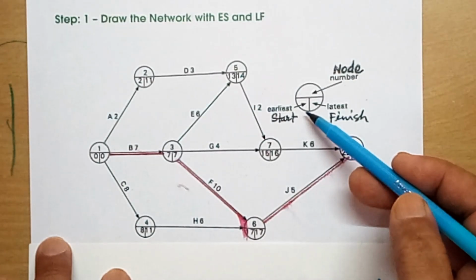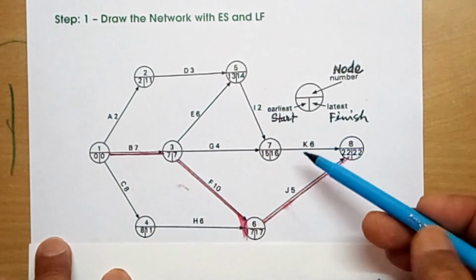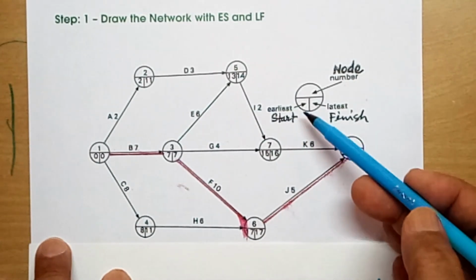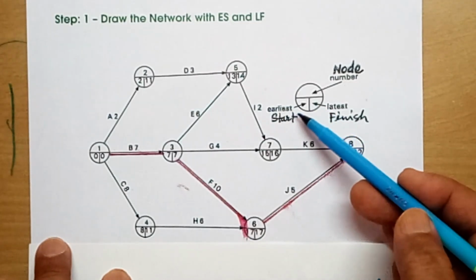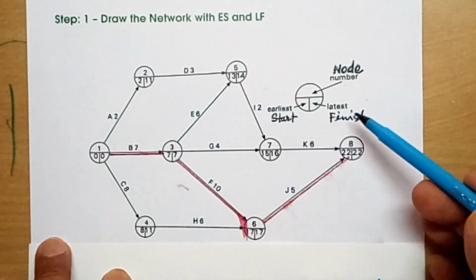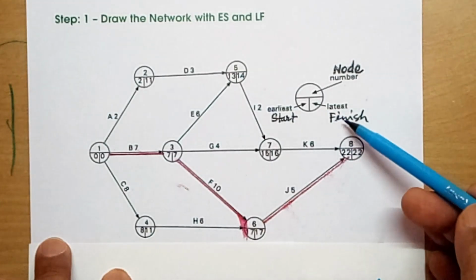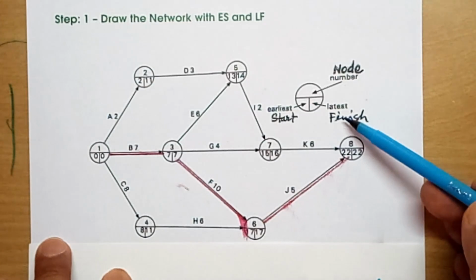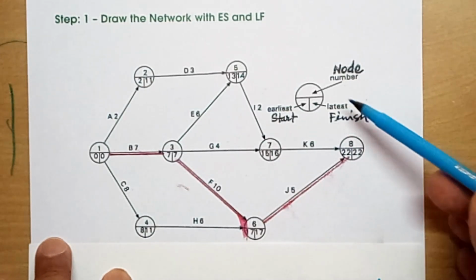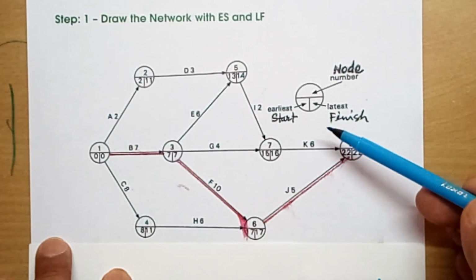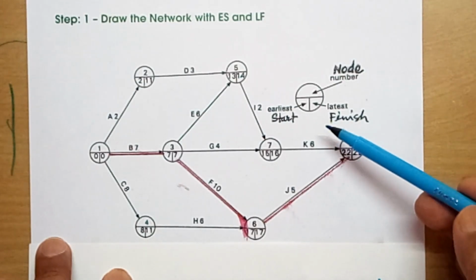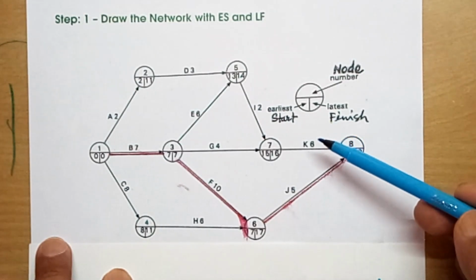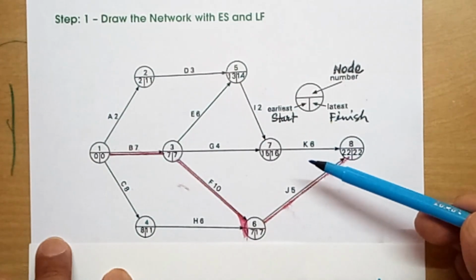The left side of the lower part of the node will indicate the earliest start, and the right side of the lower part will indicate the latest finish. Earliest start and latest finish. We will keep this in mind and apply this understanding when we draw the network and find the critical path.